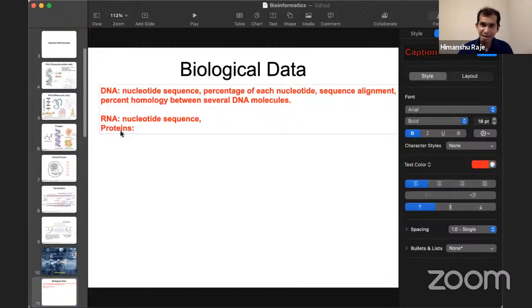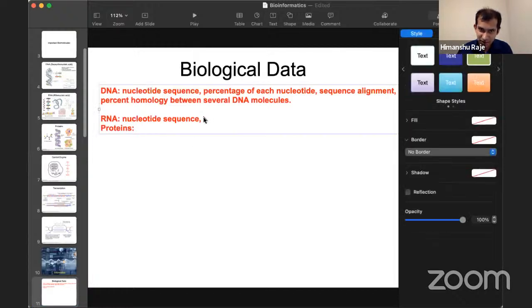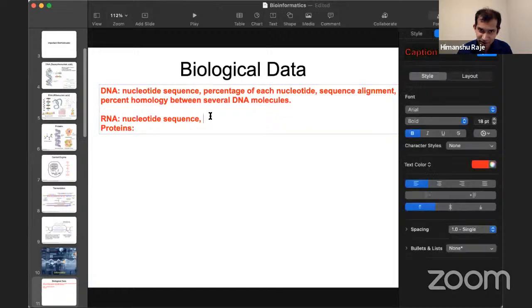Types of RNA, I love that. Yes, types of RNA, for sure. So let's put that right here. There are three types of RNA. If I show you just a nucleotide sequence of RNA, I'm not telling you much here. You might ask me, is this mRNA, is this rRNA or tRNA? So type of RNA, fantastic. Any other thing that you can think of?